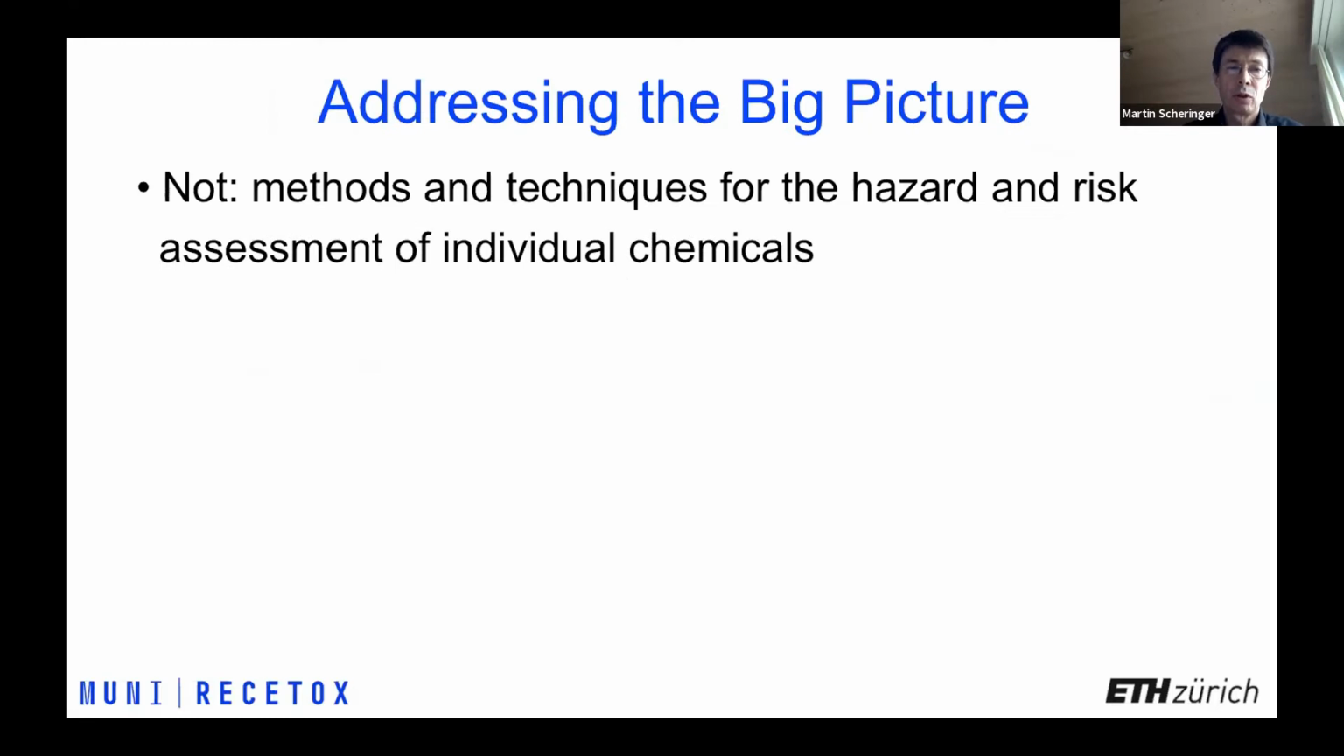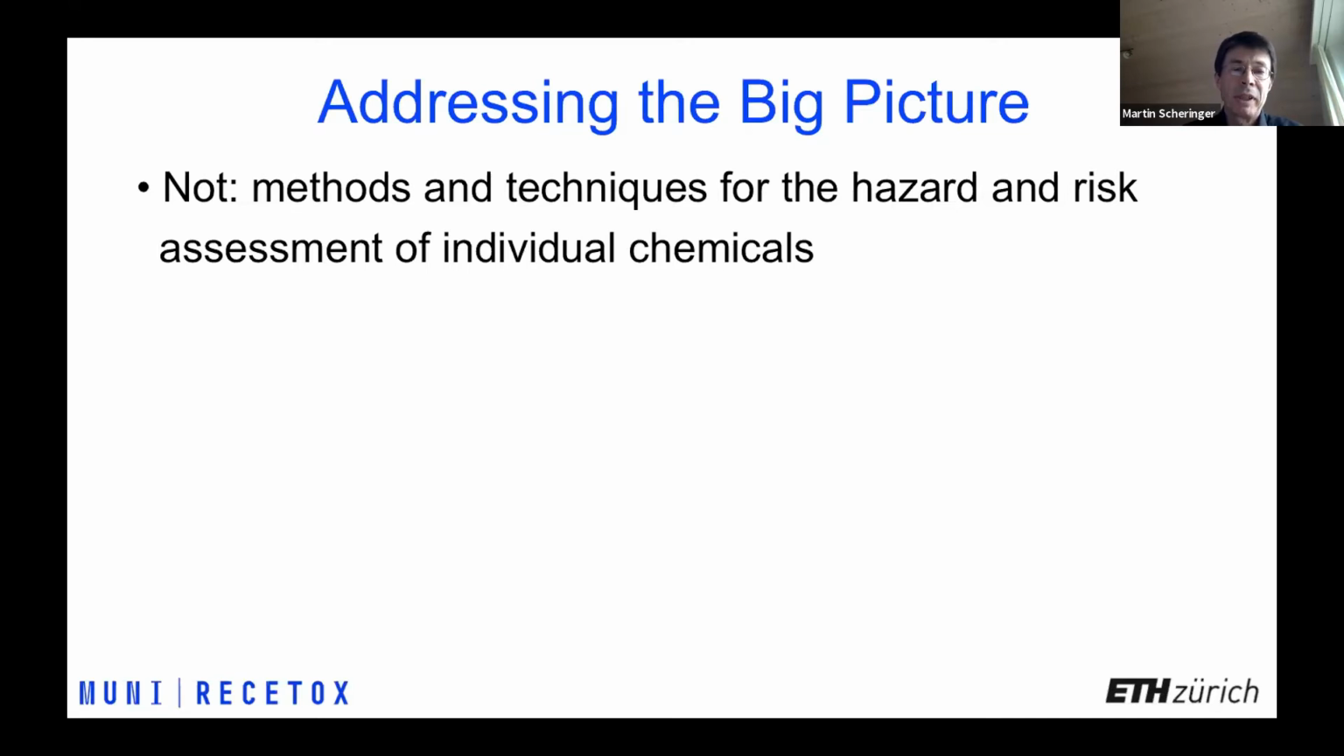Today, I will not speak about the topic that we often have, which is methods and techniques for the hazard and risk assessment of individual chemicals. That's what we normally are concerned with: how to develop a new method or make an existing method better, or how to understand what the limitations of existing methods are, what kind of data they generate, and so on. And this is important, and we have made a lot of progress in the discussion and in development of these methods used in regulatory risk assessment of chemicals.